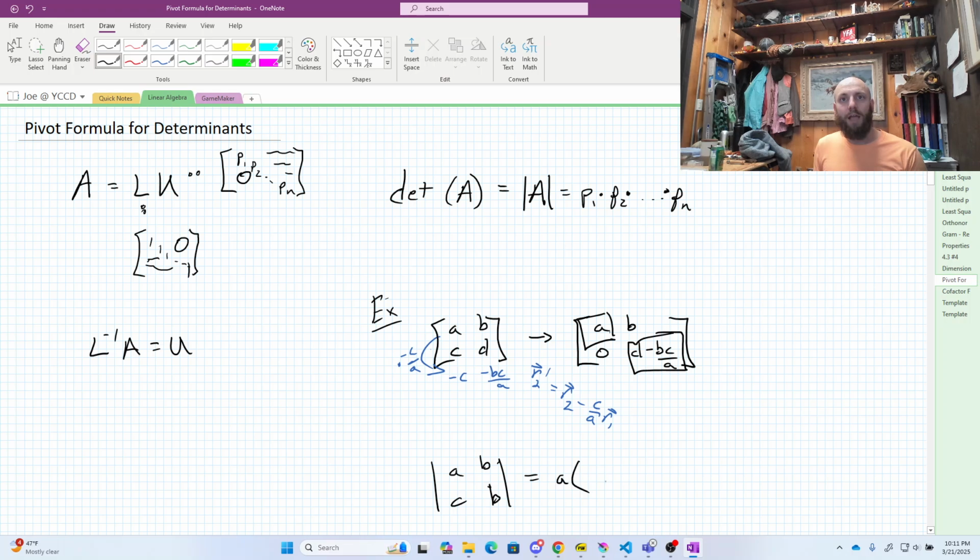So that's going to be A times D minus BC over A, which we can simplify to AD minus BC. That's our 2x2 determinant formula that we know and love, right? Hey, cool, it still works, right? It's the product of the pivots. Awesome.